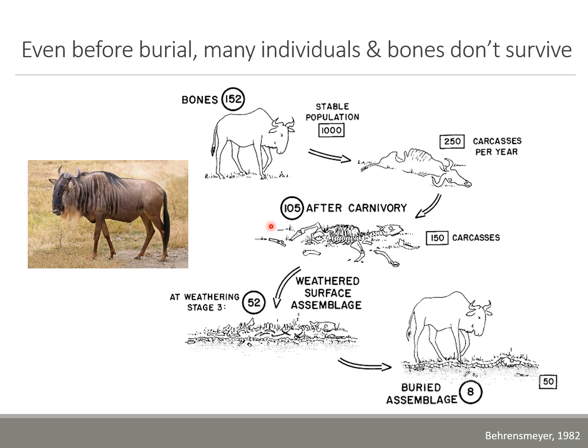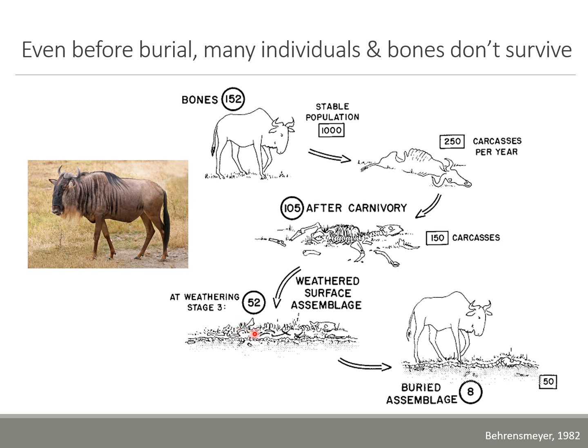And then after being left on the landscape, being exposed to the sun, those UV rays, you get weathering. Okay, and then that destroys even more bones. So now you go from 105 to 52. Okay, we started with 152 in an individual's body. Now we're down to on average 52.